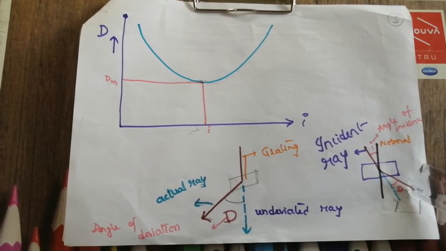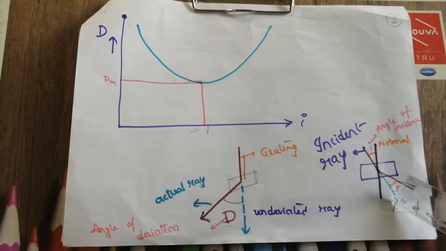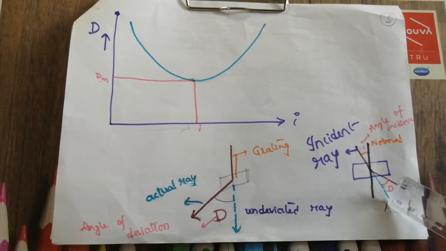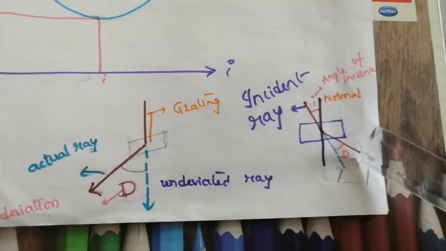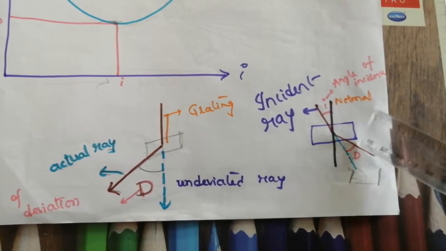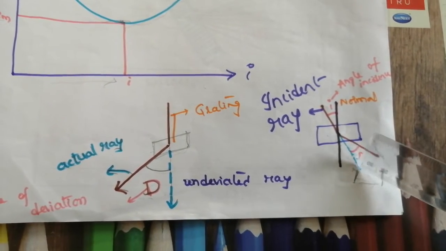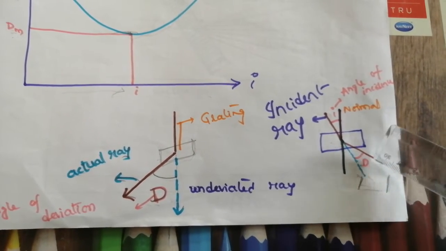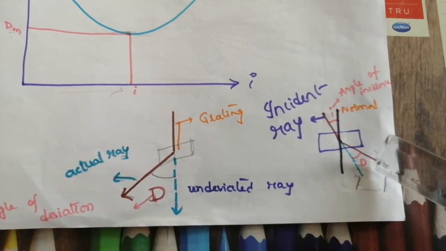That means the diffracted ray goes towards the undeviated ray, and then again retraces its path. So it goes up to here, and then goes back. This is the minimum deviation position. So you have to fix the grating at that position and find the angle, that is, the minimum deviation angle Dm.